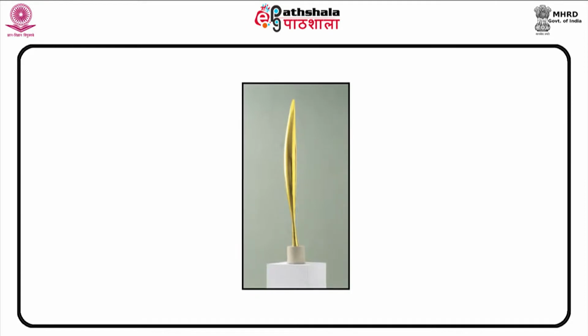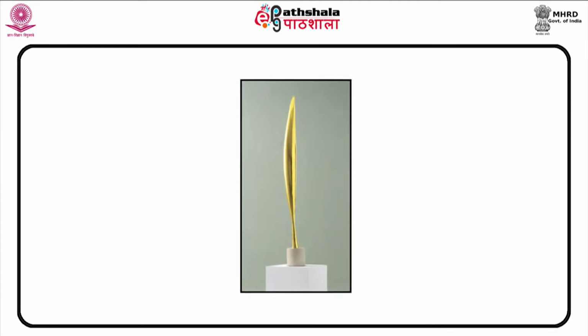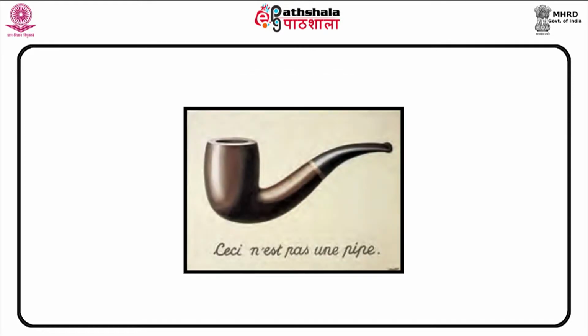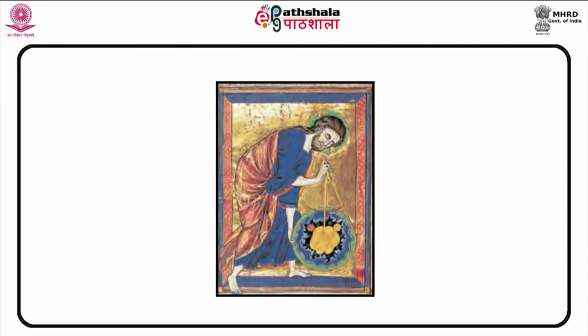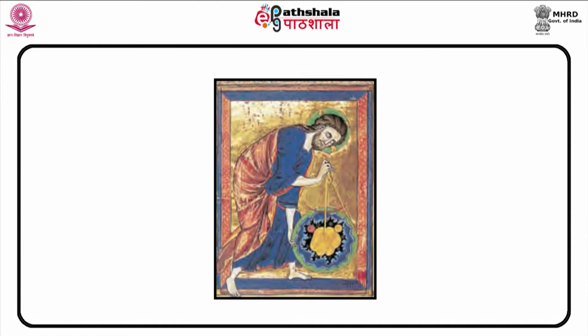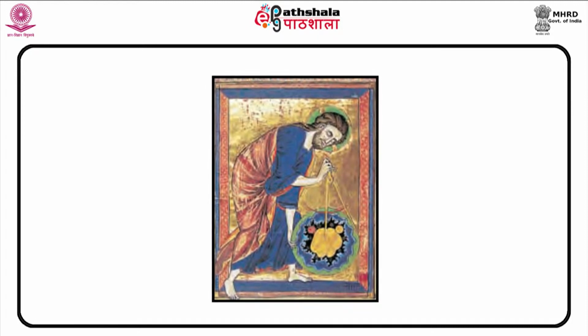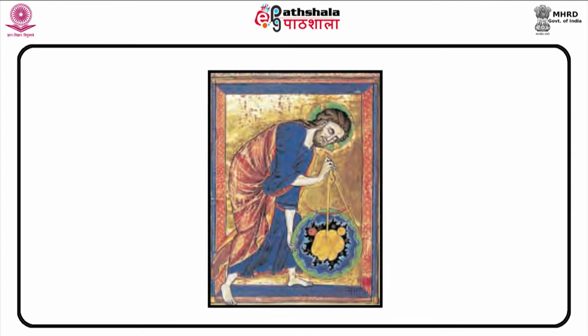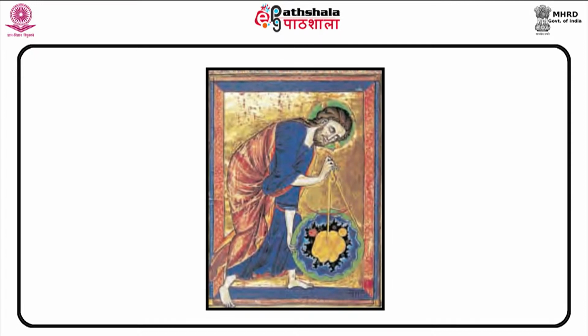Brancusi's bird in the first image rises in a vertical plane. Magritte's pipe in the second figure lies in the horizontal plane, and the figure of God in God as Architect in the third one bends over to create two diagonal planes.